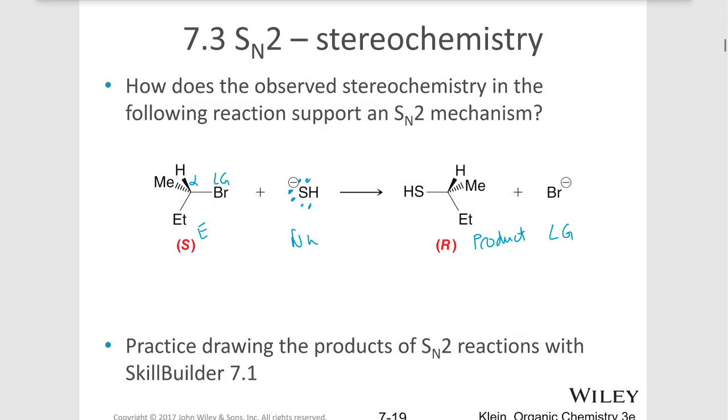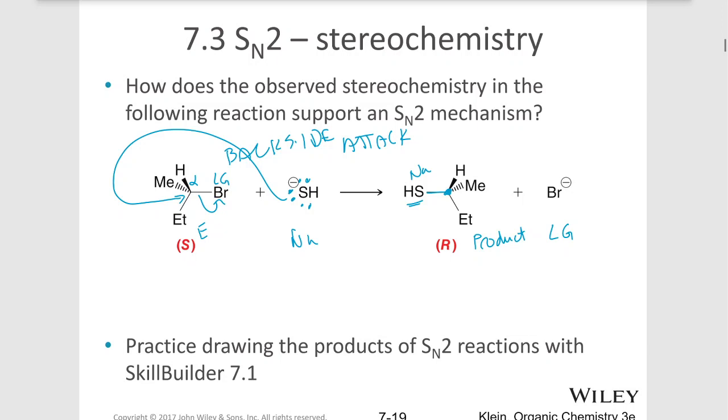So what's happening in this reaction? The nucleophile attacks from the backside of the carbon bearing the leaving group. It attacks from the backside of the leaving group and kicks the leaving group out. That all happens in one step. That's called backside attack. When that happens, the nucleophile is now attached to the backside of that alpha carbon.